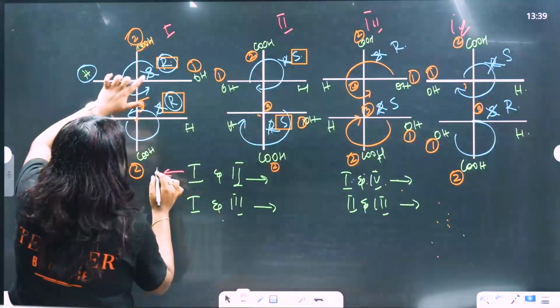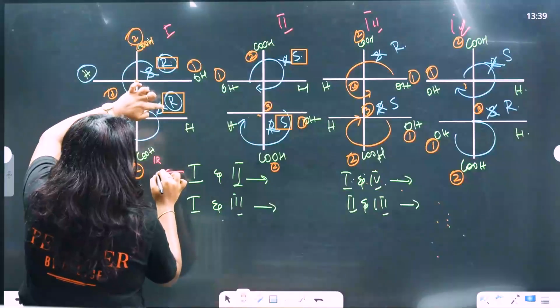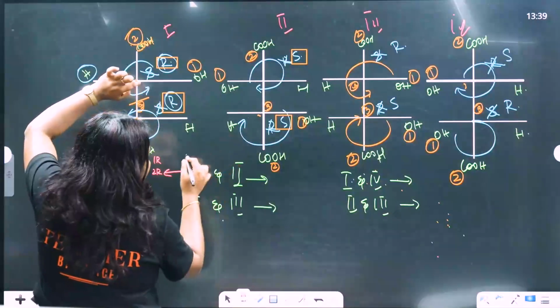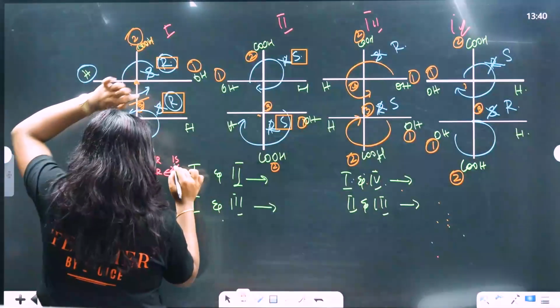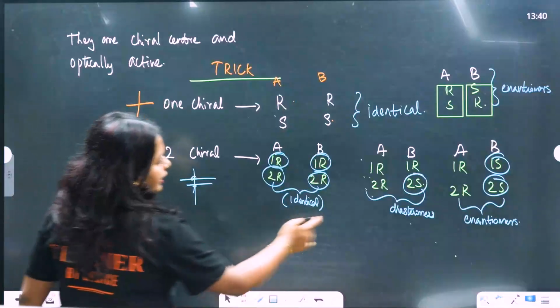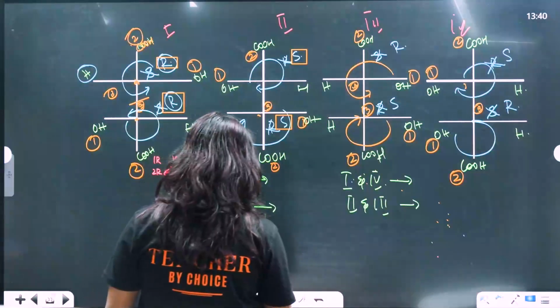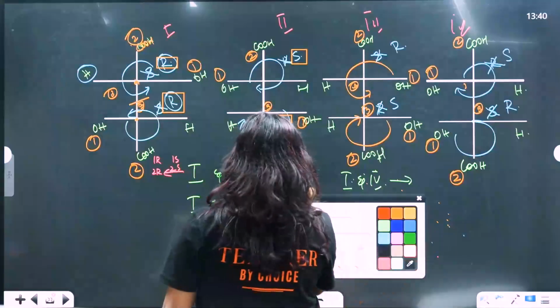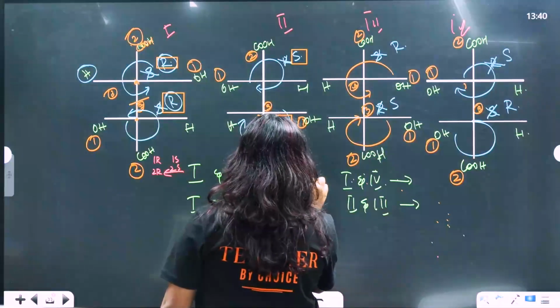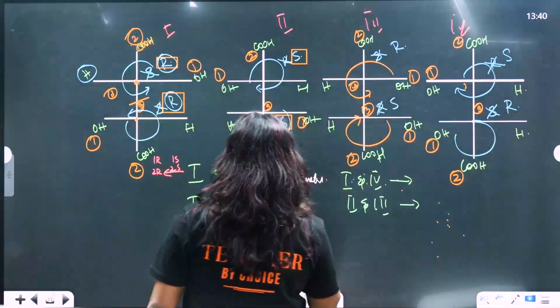Don't get confused. Here the first R is there, here the second R is there. Here the first S is there, the second S is there, which means they belong to the category of first R, second R, first R, second S, which means they have the connection of enantiomers. Enantiomers. This is how you find it.